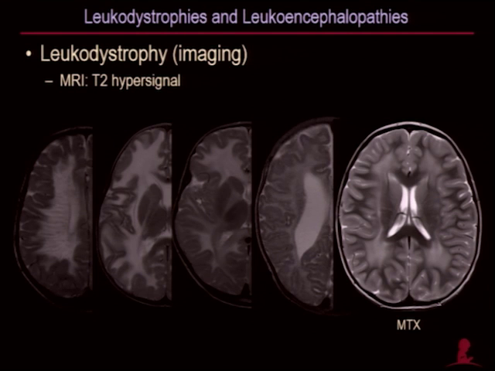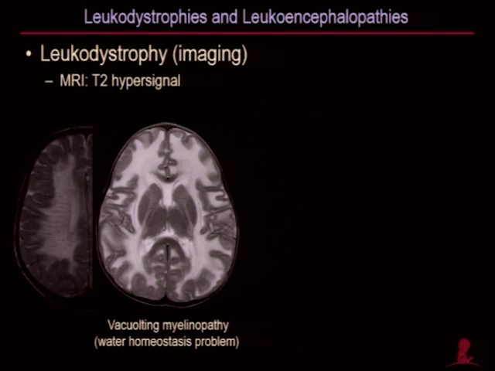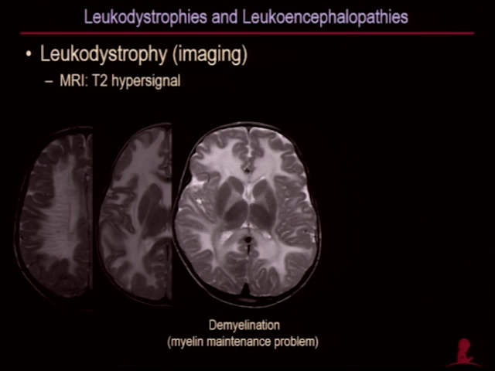However, these all look like extensive T2 hyperintensities involving dominantly the white matter of the brain, supratentorial brain. But it's important to recognize that this is just the imaging phenotype, right? So just looking at the T2-weighted images, you don't get much information about the underlying mechanistic features of those conditions. This one is indeed related to a demyelinating process. This histopathologically is vacuolating myelinopathy, and actually mechanistically it's a water homeostasis problem in the white matter.